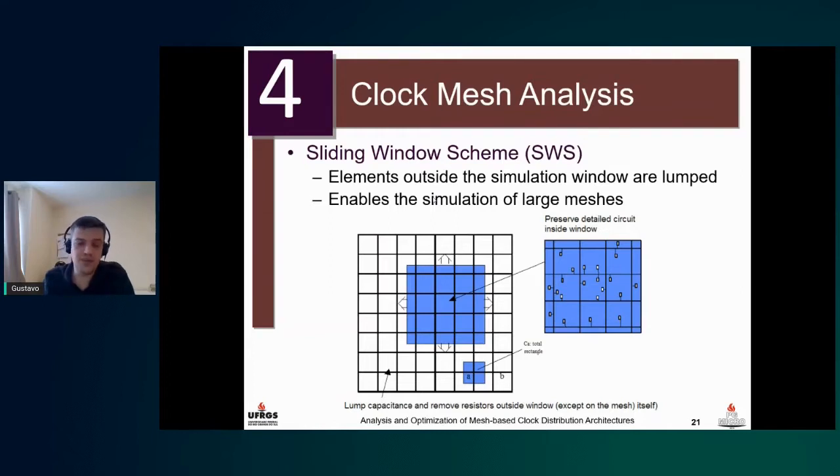So what this work is proposing is that we create a window of accuracy inside the clock mesh, and inside this window, every element is going to be modeled in the most accurate way as possible. So we are going to break the wires, connect the clock sinks to those wires, and create the pi models for each one of those clock sinks. And outside of that window, we are going to lump all the capacitance and connect that to the crossing points of the clock mesh.